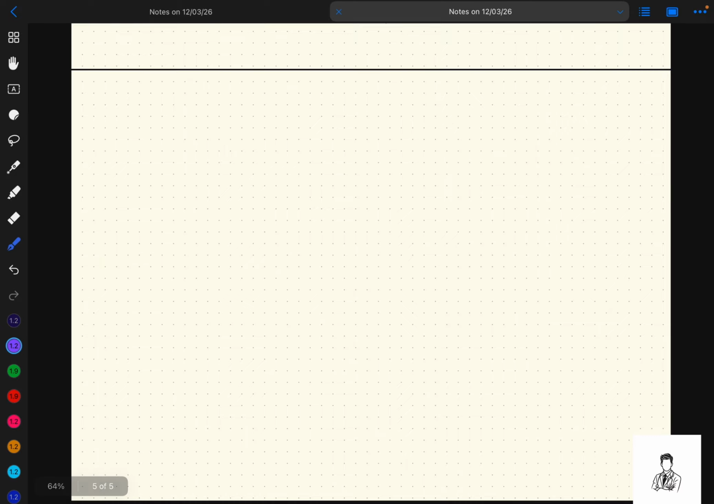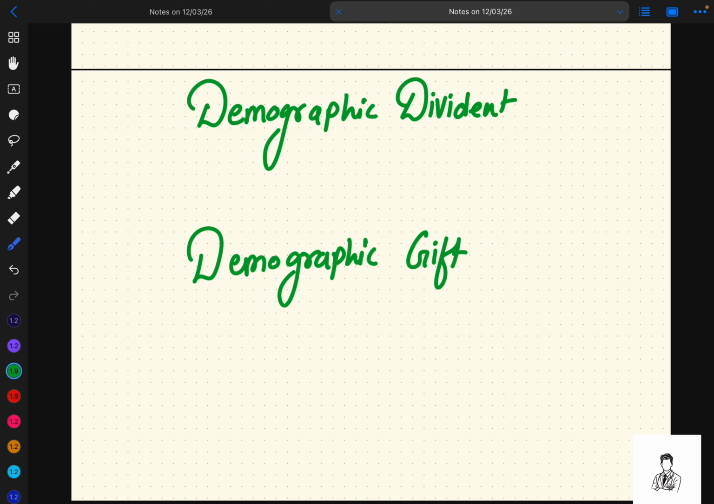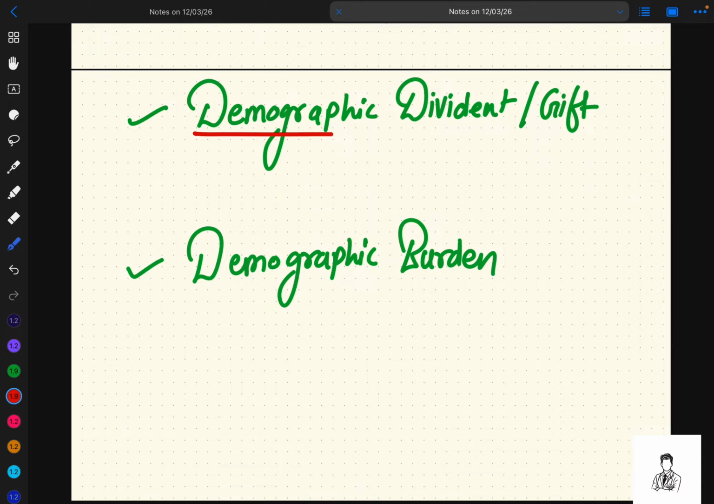We can also see some new points here. Demographic dividend and demographic gift. So what are these? Oh, sorry, these are the same. It is also called a demographic gift, versus demographic burden. So these two concepts: what is demographic gift or demographic dividend, and what is demographic burden?